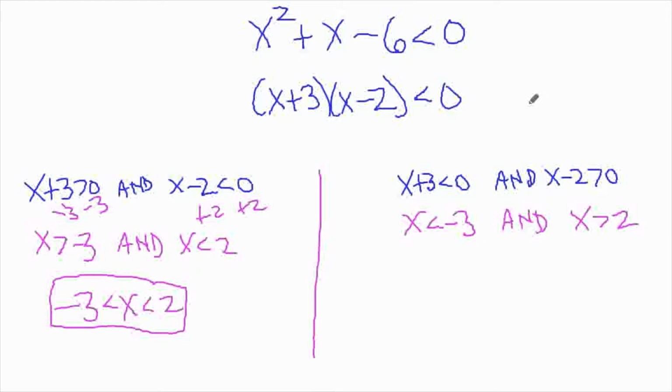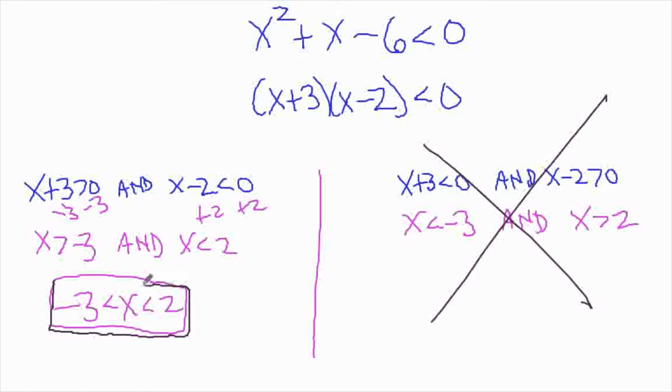Is it possible for a number to be less than minus 3 and to be bigger than 2? Of course not. So you'll see that this happens sometimes. Sometimes you'll have to just throw out one of the cases as being impossible. So therefore, the first case gave the only inequality answer.